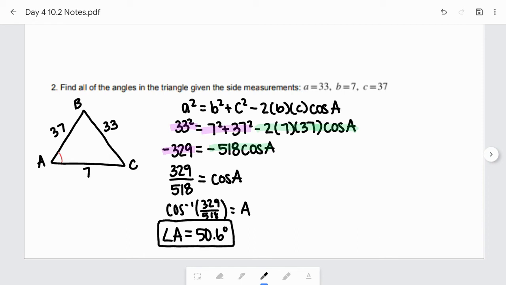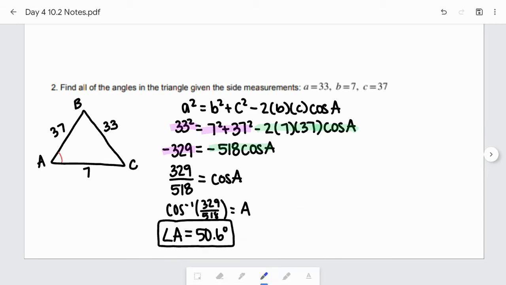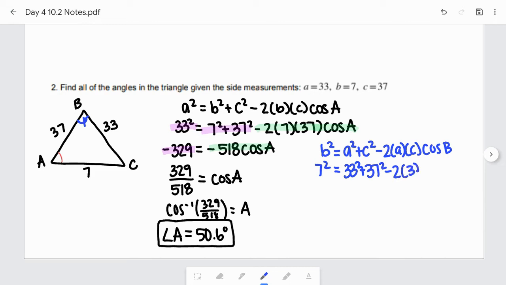Now we're going to repeat the same process to find the measure of angle B. To find the measure of angle B, I'm just going to write off to the side. I would have B squared is equal to a squared plus c squared minus 2a times c cosine b. We can substitute our values in. 7 squared is equal to 33 squared plus 37 squared minus 2 times 33 times 37 cosine b.